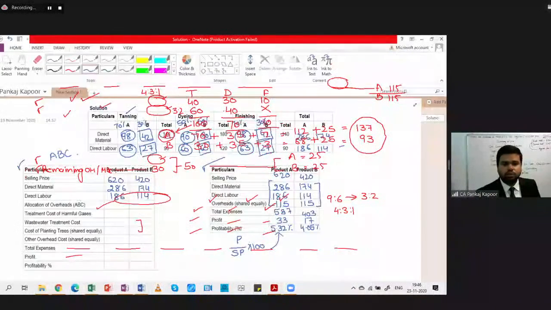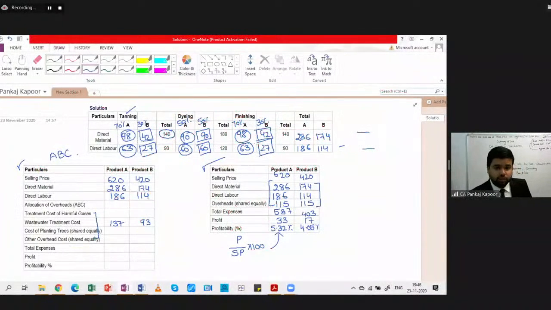Where we are solving the question, we need to write down here that 137, this was the cost now, 137 and 93, and we need to write 93 here. I will remove the annotation so that you can see the question clearly. You can see the difference.